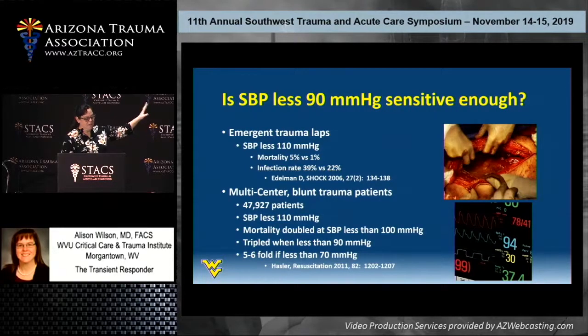Another one was a blunt multi-center trial, looking at blunt patients, and again looking at that 110. Their mortality was double if patients dropped below 100, and it tripled when they dropped below 90. So maybe 90 is really too low. Maybe we really need to start pushing things along when that blood pressure is 110. And your risks really went up when it was less than 70. So maybe we shouldn't wait till they get less than 90.